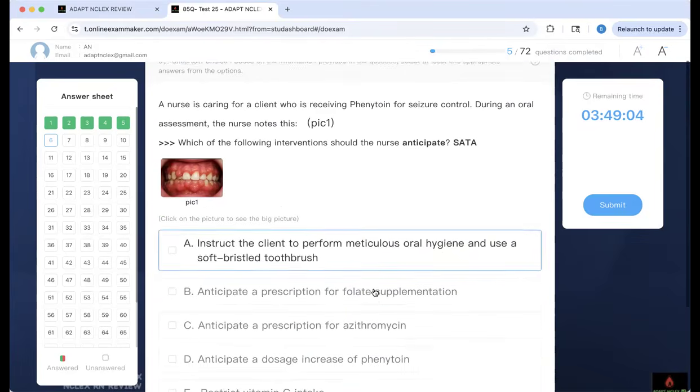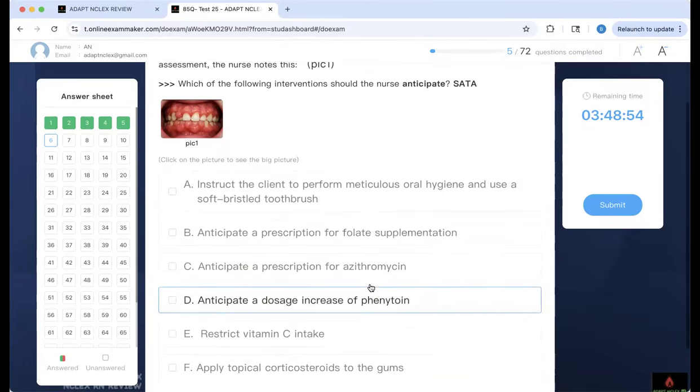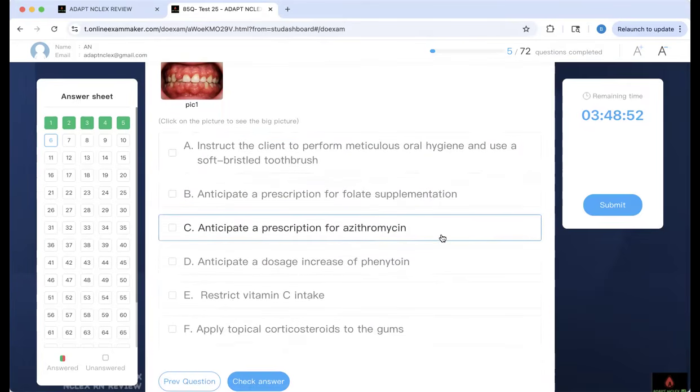Prioritization. And this is caring for a client who is receiving phenytoin for seizure. During an oral assessment, the nurse notes this. Which of the following interventions should the nurse anticipate? Instruct the client to perform meticulous oral hygiene and use a soft bristle toothbrush. Anticipate a prescription for folate supplementation. Anticipate a prescription for azithromycin. Anticipate a dose increase of phenytoin.